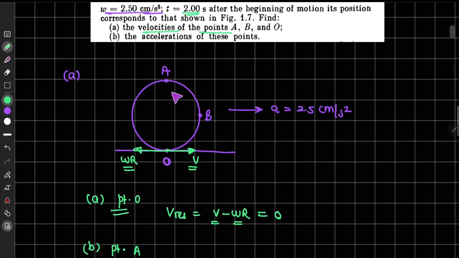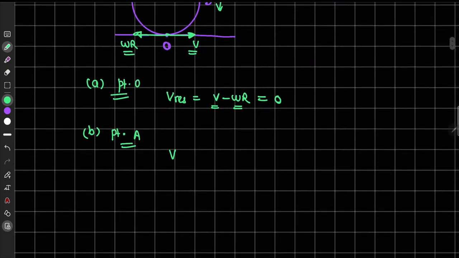Now let us take point A. At point A, we have the velocity of v in this direction due to translational motion of the ball, and omega r in this same direction due to the rotational motion of the ball. Here the velocity is equal to omega r, so we can write 2v as the resultant velocity of point A.